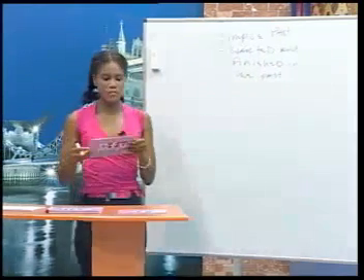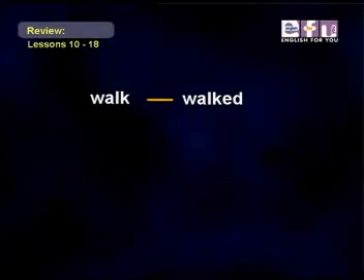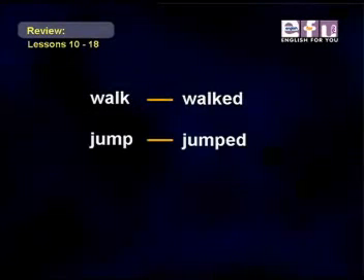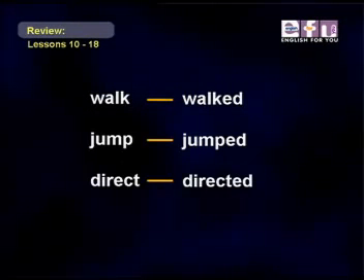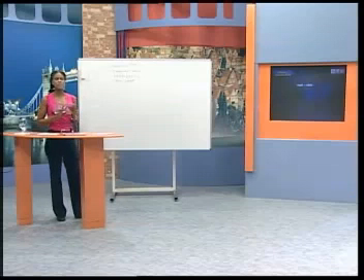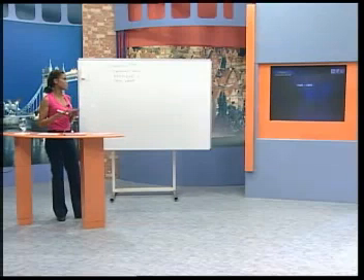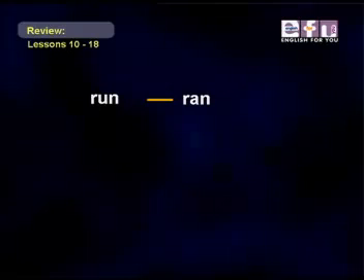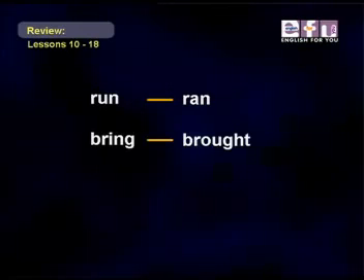Let's take a look at some forms. For walk, we add ed to form the simple past. Walked. Jump, jumped. Direct, directed. But some verbs are irregular. For example, run in the simple past becomes ran. Bring becomes brought. Do becomes did.